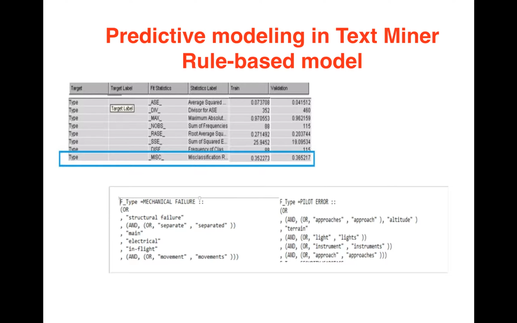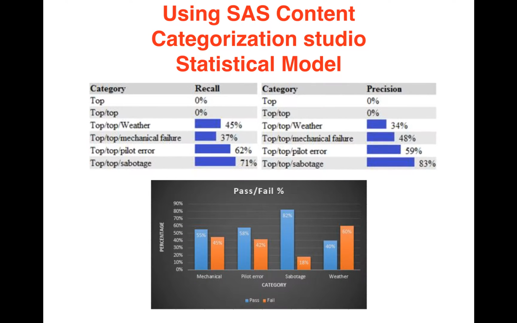The misclassification rate is 36.52 on the validation dataset, which is quite satisfactory. I felt this could be further improved. Now, in the bottom, you can see the rules that are generated by the rule builder node in TextMiner. These rules are saved as a text file to be used later. After this, I created a hierarchy and took all the data into SAS Content Categorization Studio.